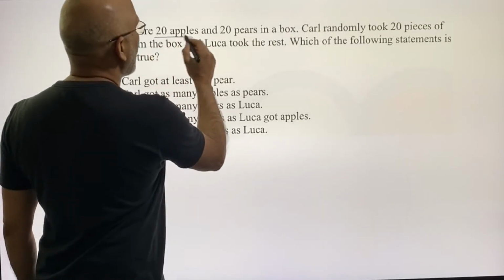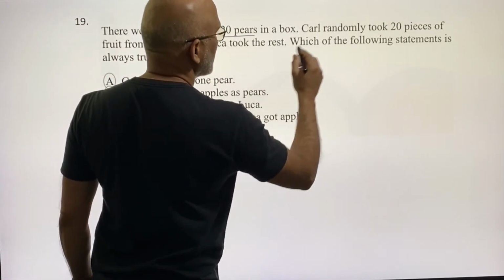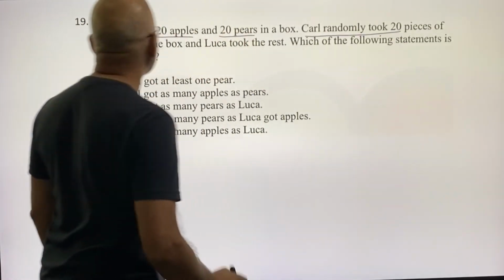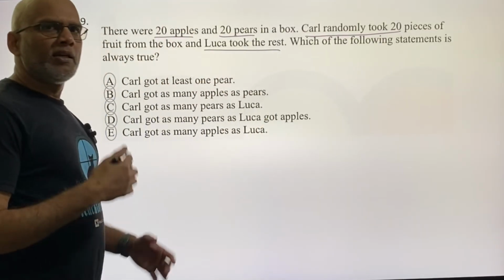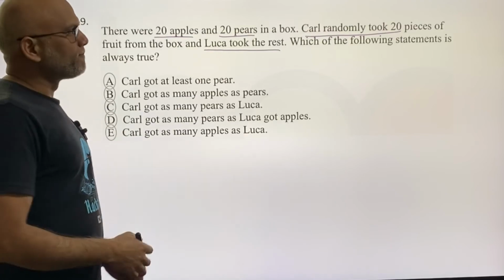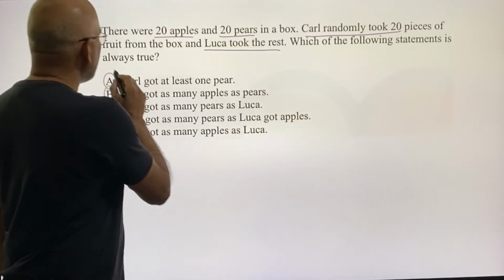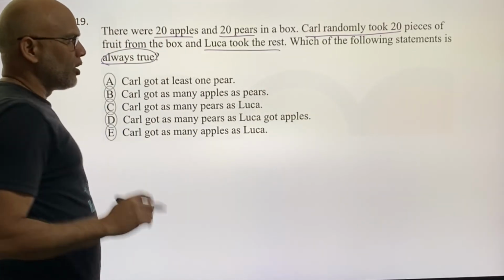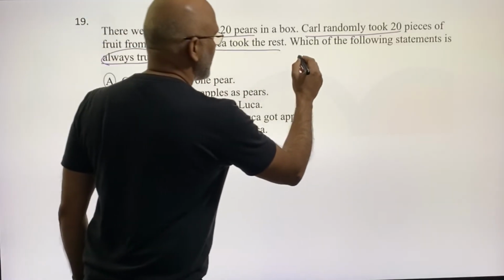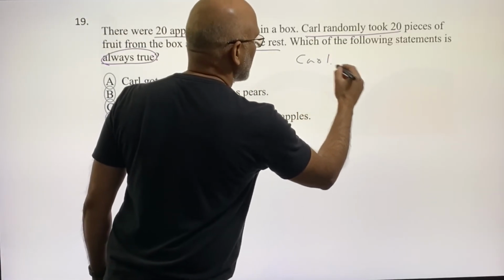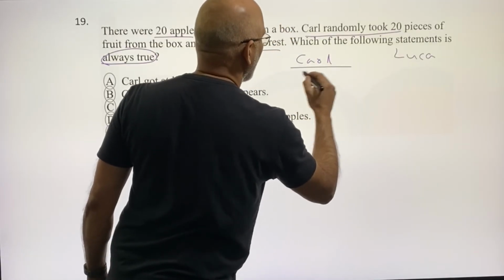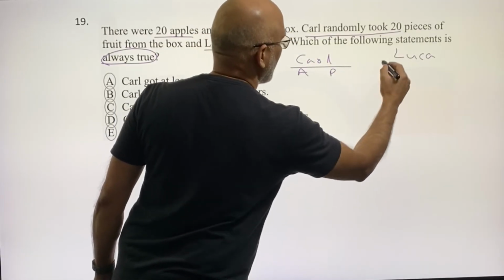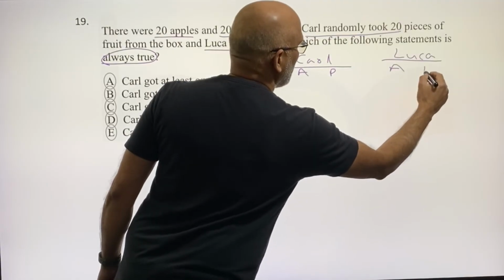There were 20 apples and 20 pears in a box. Carl randomly took 20 pieces of fruit from the box and Luca took the rest. So they each got 20. Which of the following statements is always true? Alright, so let me make a simple table. Carl, Luca, A for apple, P for pear, A for apple, P for pear.